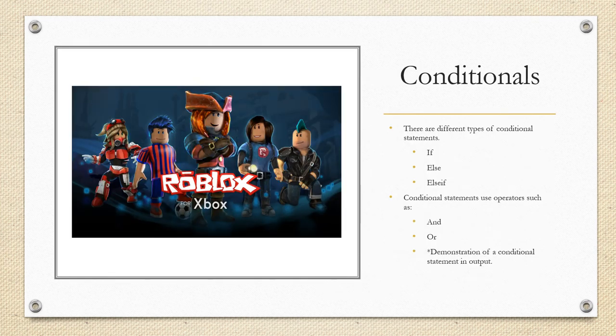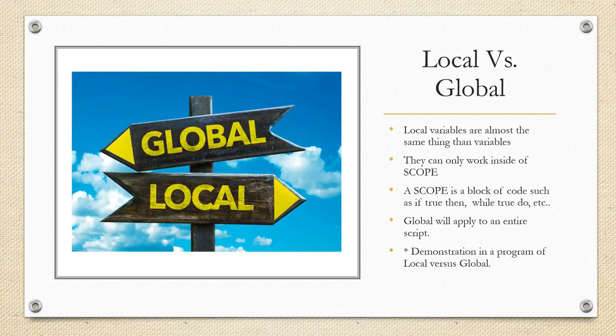We're also going to study how to do some conditionals. There are different types of conditional statements in Lua, and these can be a study for any kind of programming, including Python and JavaScript. If statements, else statements, or else-if statements. Conditional statements use operators such as and, or, as we talked about before. We're going to do a demonstration of a conditional statement in output.